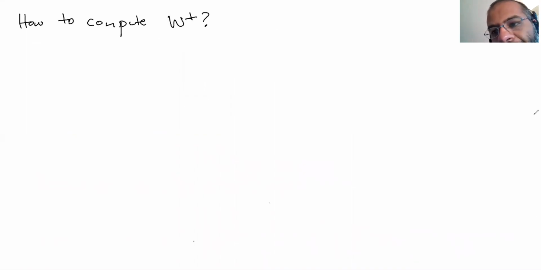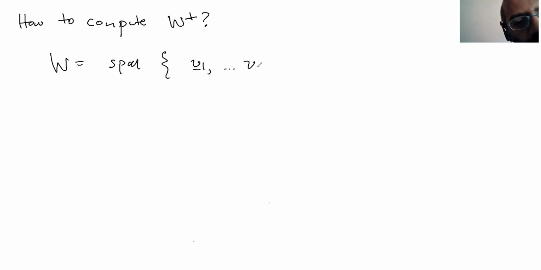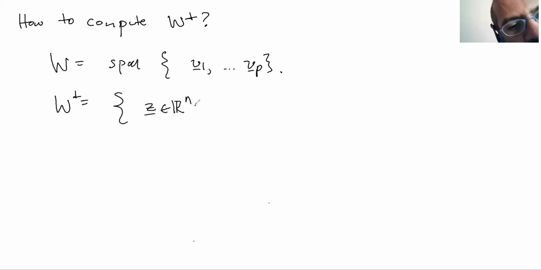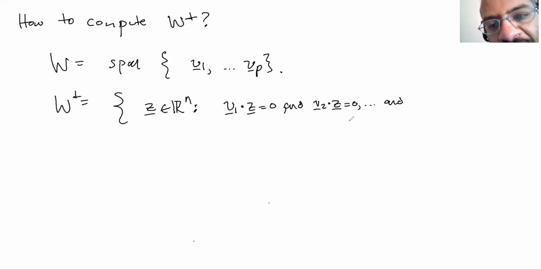How do you compute W perp? Well, let's say W is the span of vectors U1 up to UP. W perp is the set of all vectors Z in Rn such that it's orthogonal to all of them. It's orthogonal to the span, but we observed that that's the same as being orthogonal to all of them. So I'm going to write that as U1 dot Z equals 0, and U2 dot Z equals 0, all the way up to UP dot Z equals 0.